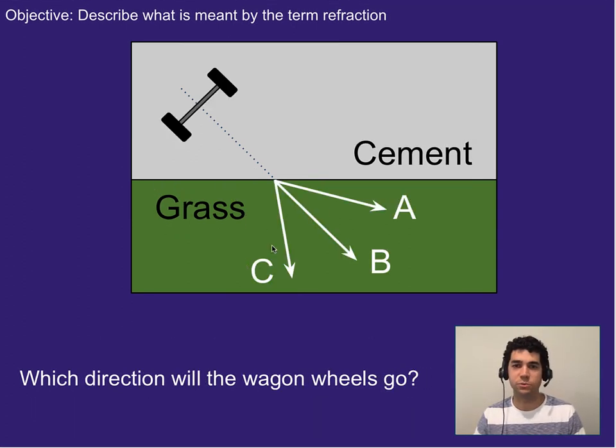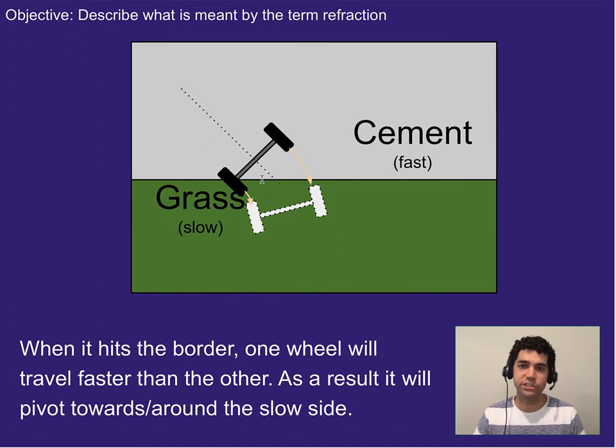And here's why. So we think about cement, the wheels can move a lot faster on cement, and on grass, the wheels move a little bit slower because it's harder for them to roll. So cement is our fast material, grass is our slow material. Well, as the wheels reach the boundary, this wheel here on our left-hand side is going to start to move slower. So in the next second, it's only going to go like an inch. But the wheel that's still on cement is going to keep moving fast. So in the next second, it'll move like 5 inches.